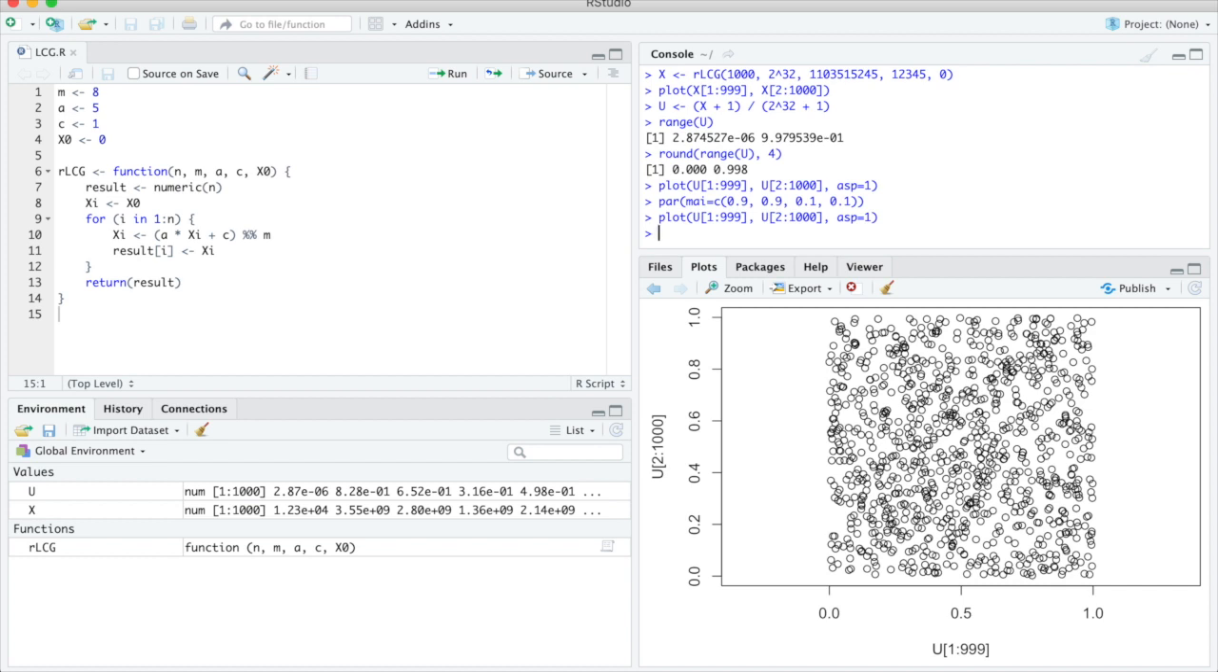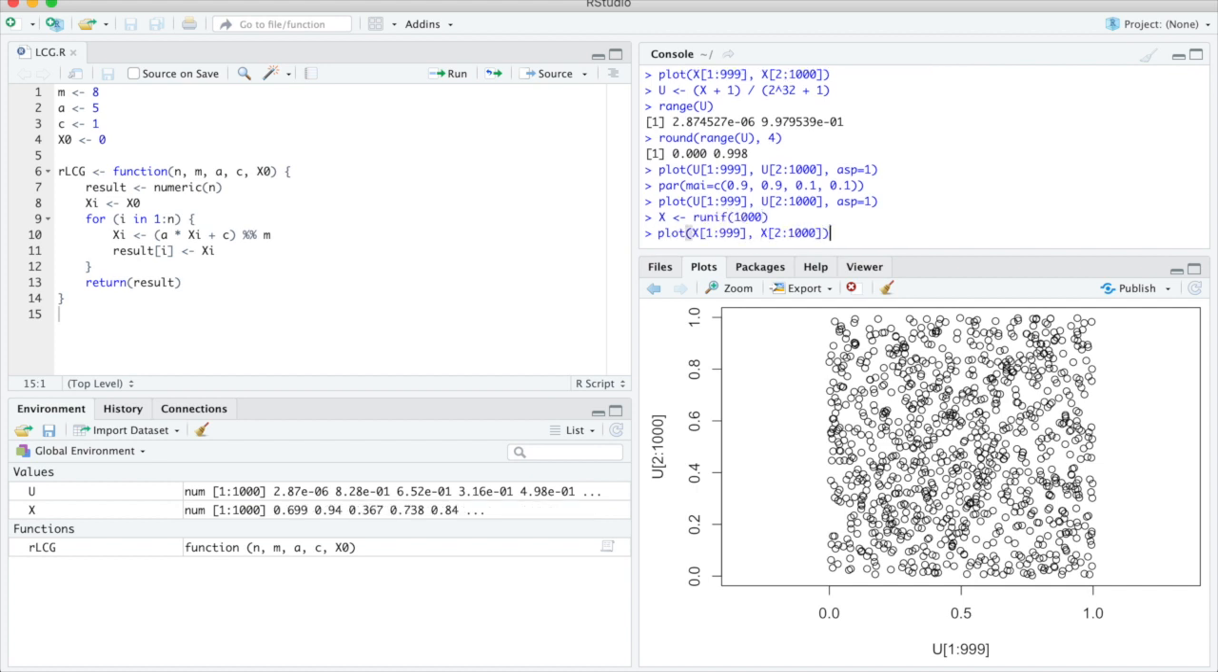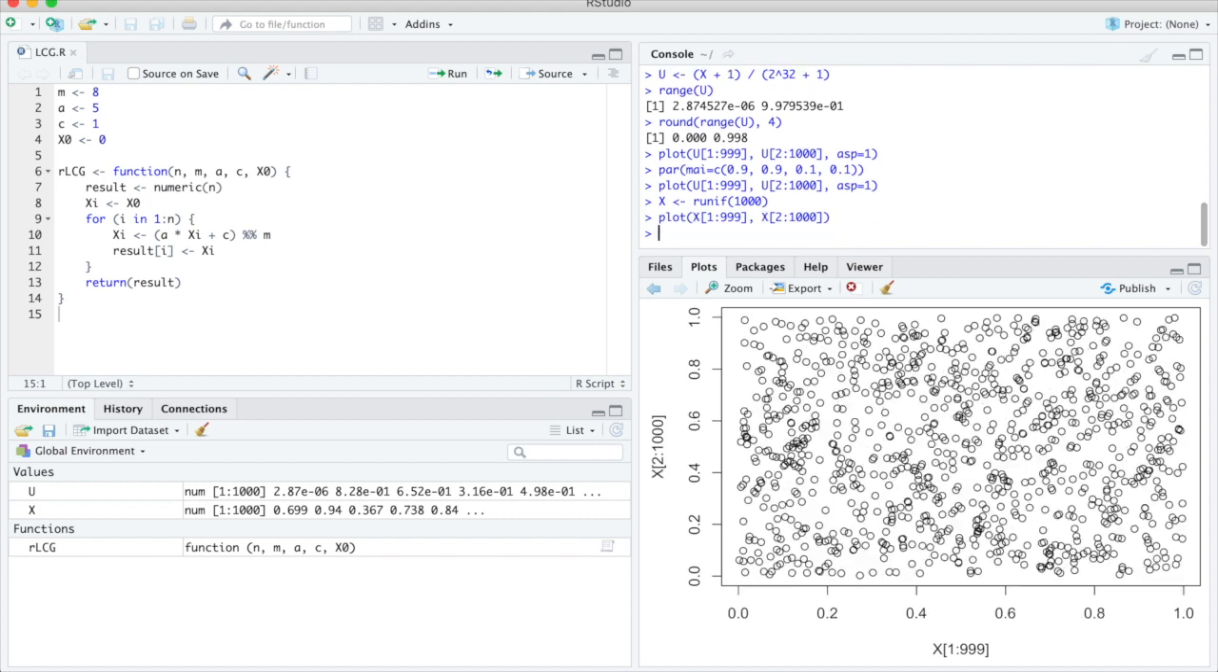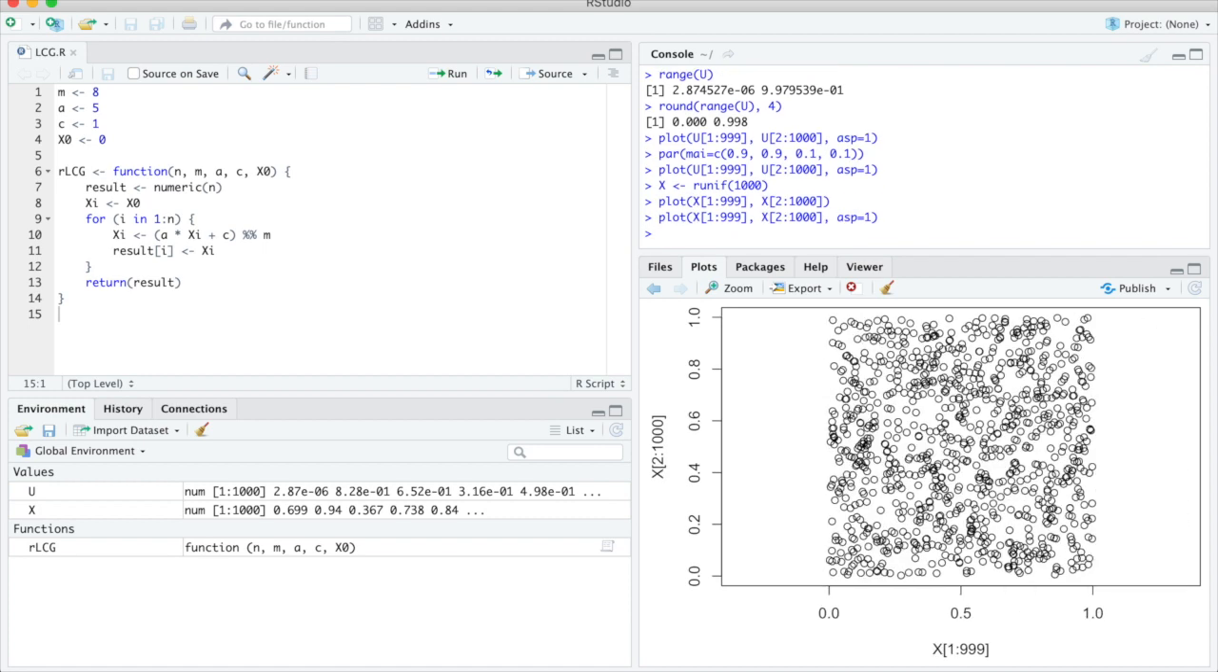So that is good. Finally, as the last test, I want to use the output from the Mersenne twister, which is built into R. So I do just runif(1000). Here we don't need to rescale. runif already gives standard uniform. And you see this plot looks very much like what the better LCG gave.